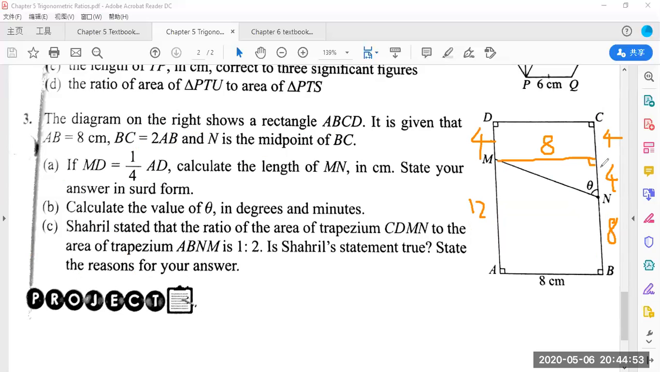Okay, so based on this, we can do the A and B together, right? B is to find the delta, and A is to find the length for N. So we draw out this triangle, a right angle triangle. So this one is delta, and this one we don't know. This one is X cm. This one is 4 cm.